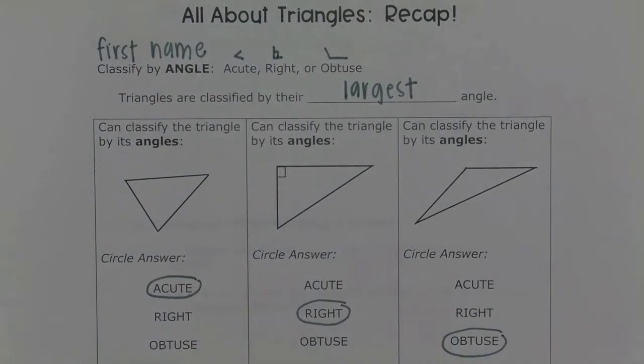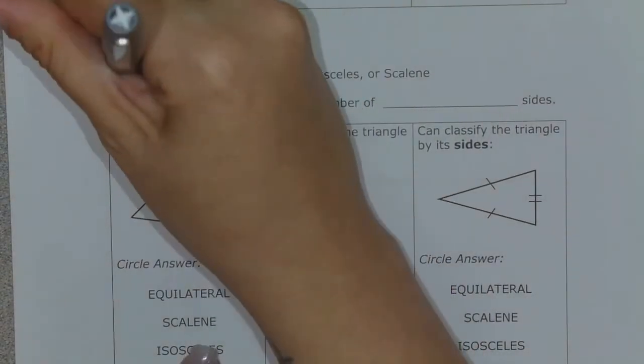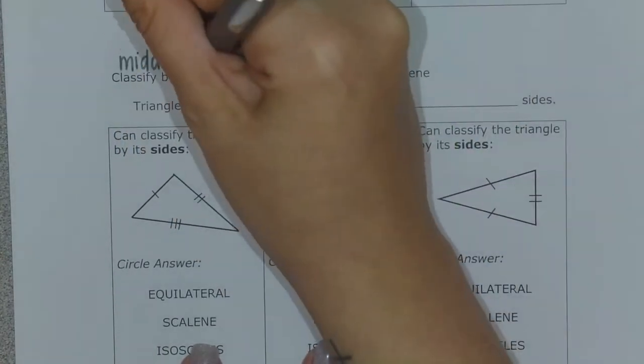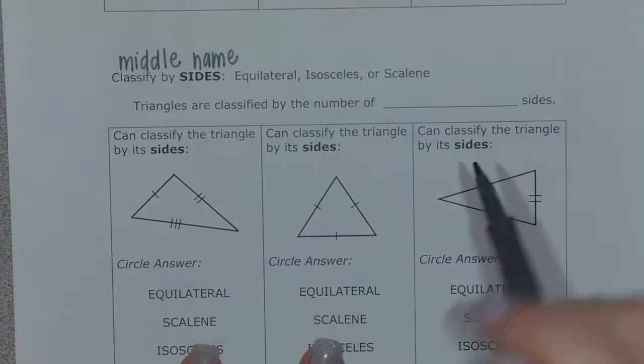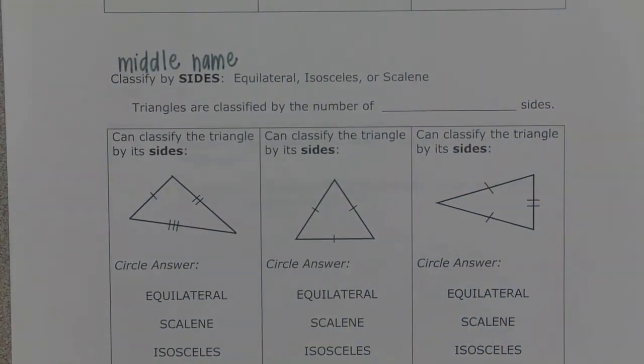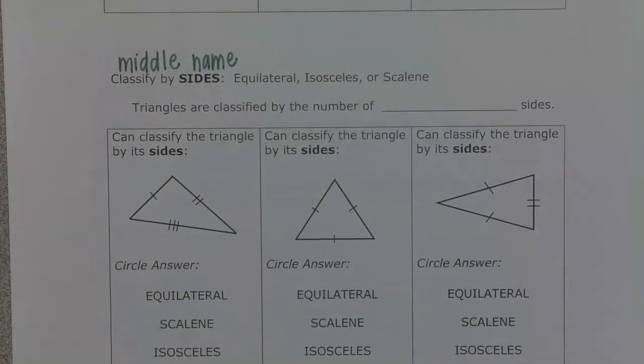And then for the middle name, we're going to classify it by the sides. So this is like the middle name. And we talked about our different types of triangles that we can see based off of the sides. We have an equilateral triangle. So think about our three men who were walking on stilts, those equal ladders. We have an isosceles triangle. Our friend Isosceles out surfing the waves, who was holding two equal packets. So this has two equal sides.